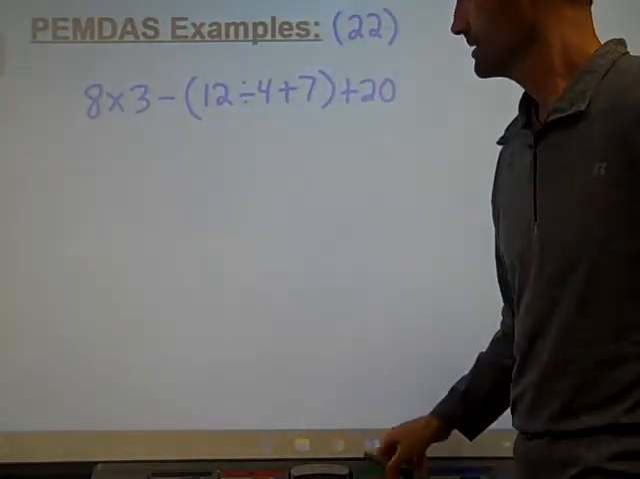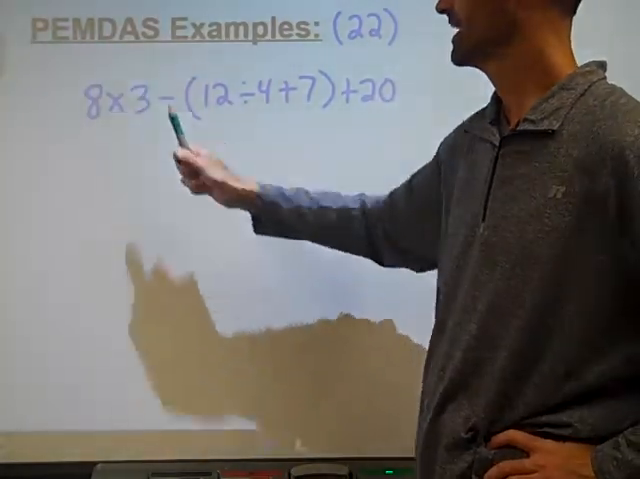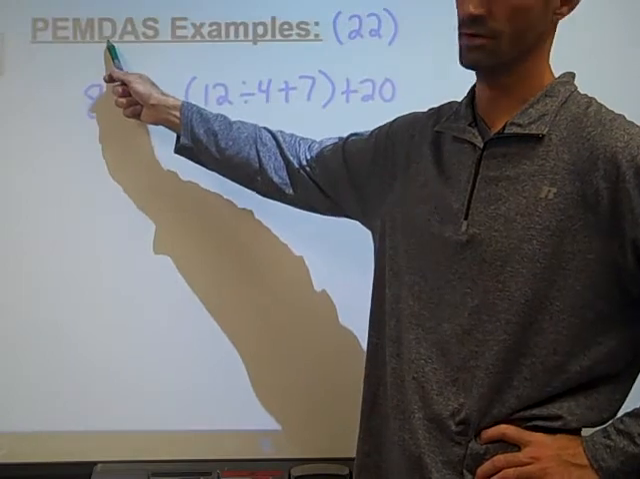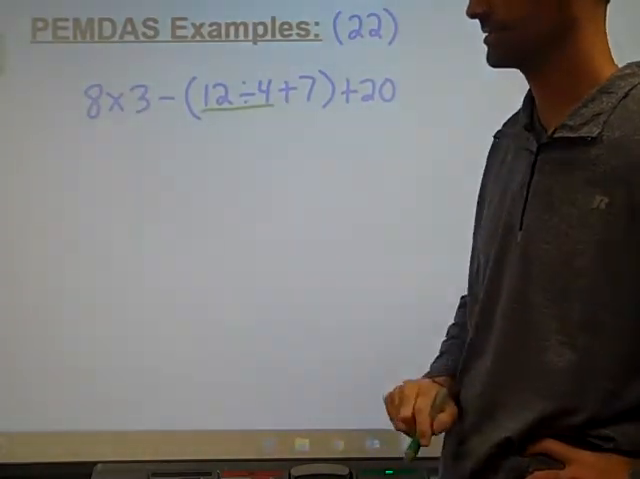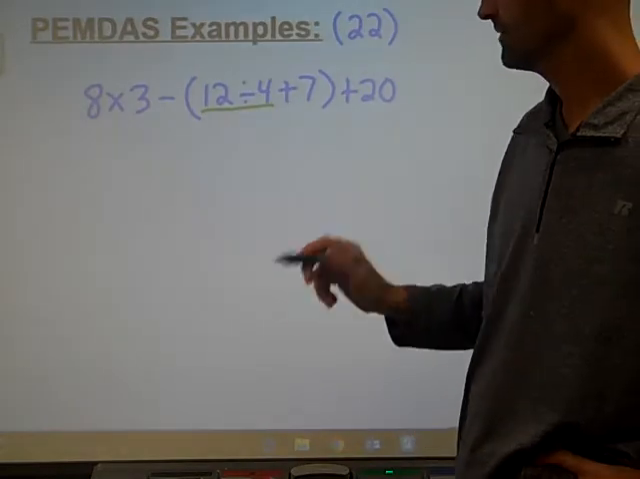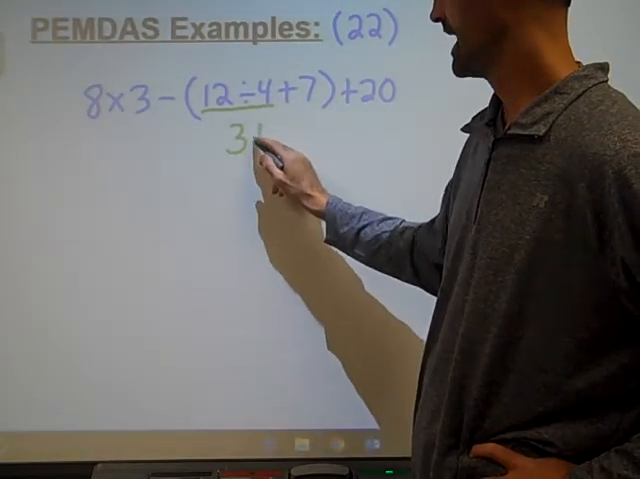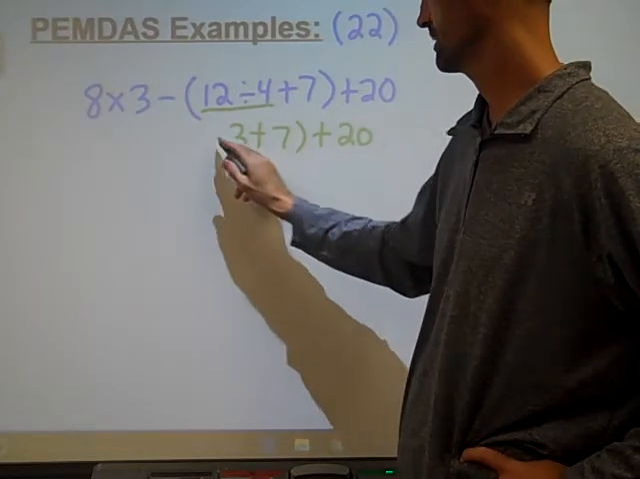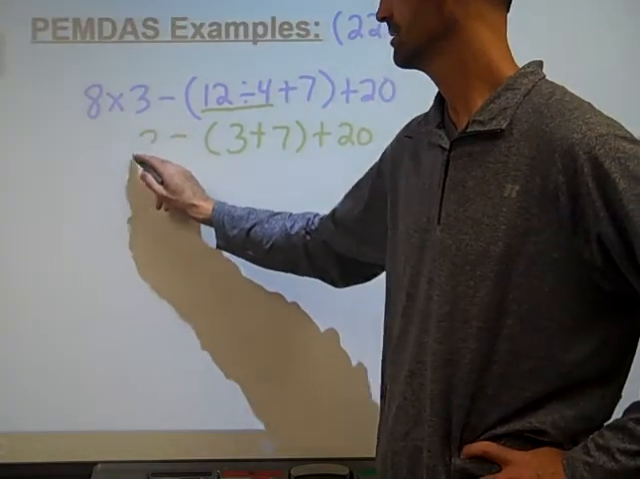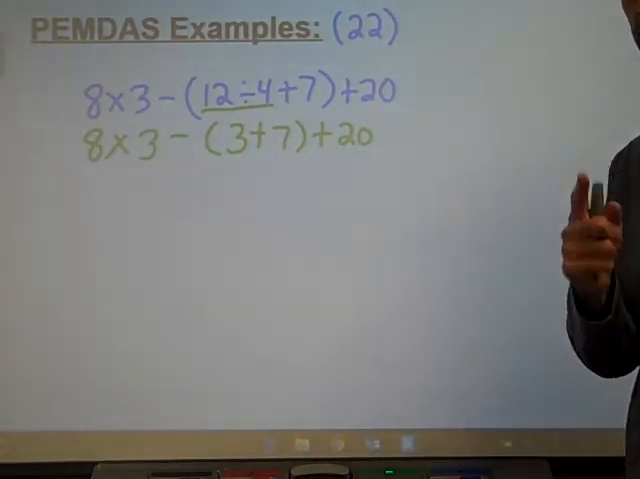And in those parentheses, are there any exponents? No. Is there multiplication or division? Yes, there's division, so I'm going to do that first. 12 divided by 4 is 3. Copy everything else as it is. Okay? Copy everything else as it is, doing one step at a time.